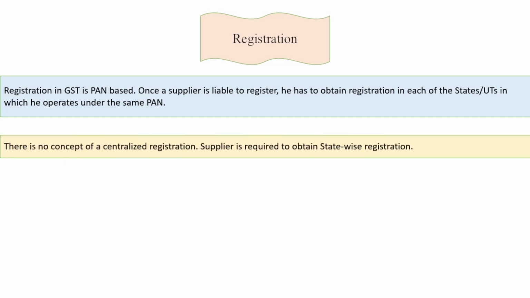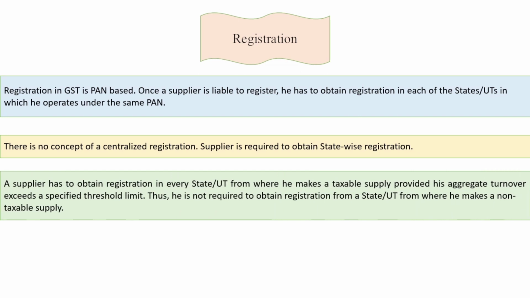There is no concept of centralized registration. That means पहले जो सर्विस टैक्स और एक्साइज था उसमें सेंट्रलाइज रजिस्ट्रेशन का प्रोसेस था, but in this GST there is no concept of centralized registration. You have to take different registration for different states. Supplier is required to obtain state-wise registration. For each state or UT, he has to obtain different registration.